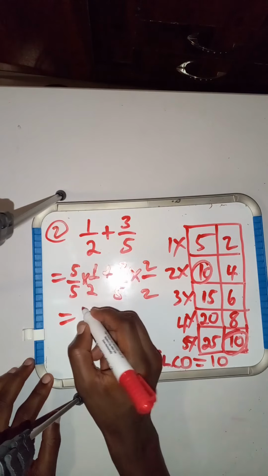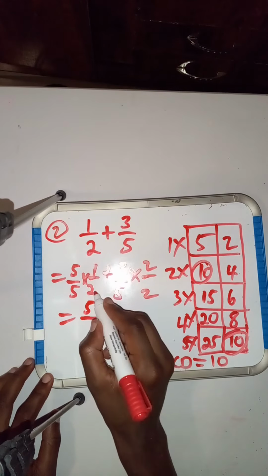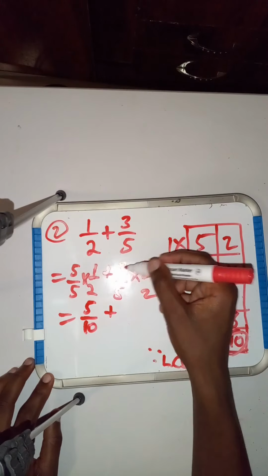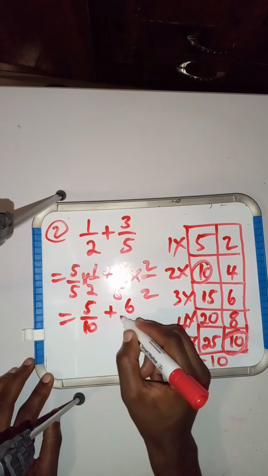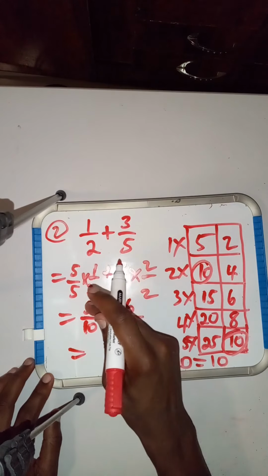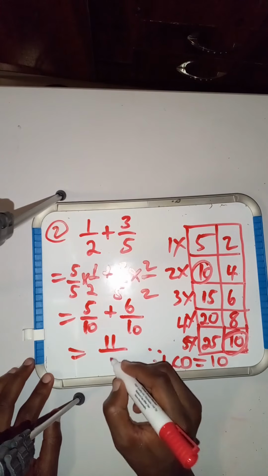5 times 1, that is 5/5 times 2, that is 10, plus 3 times 2, that is 6/5 times 2, that is 10. Then we'll have 5 plus 6, that is 11/10.